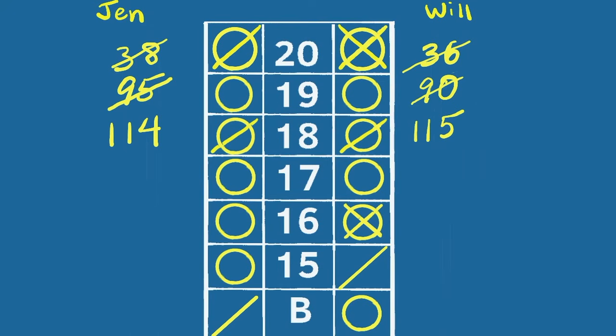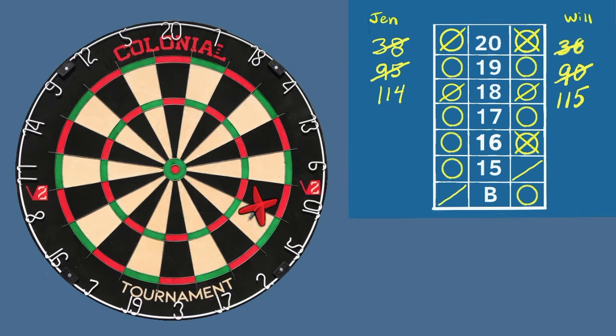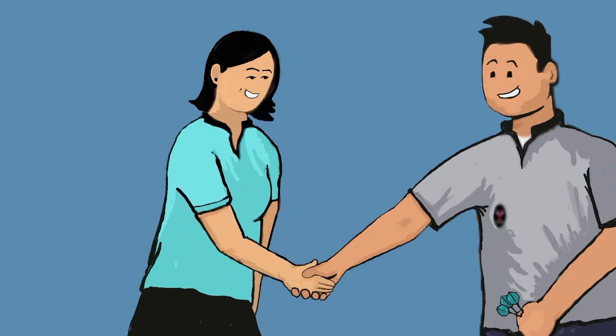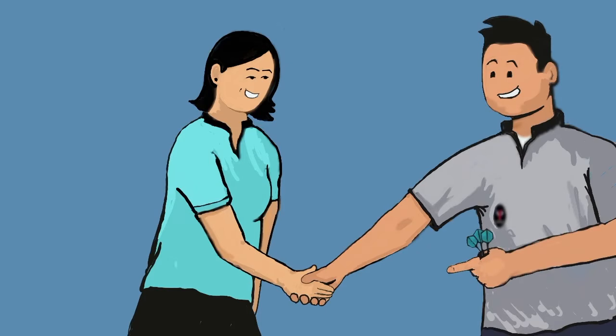Jen now needs a single 15 to regain the points lead, and then 2 bulls. Her first dart hits the 15, and her second dart hits the double bull. The game is over and Jen has won, so she does not need to throw the last dart in her hand. Again, as a sign of good sportsmanship, the players shake hands and even discuss how close this game was, with Will hitting such a great shot near the end.